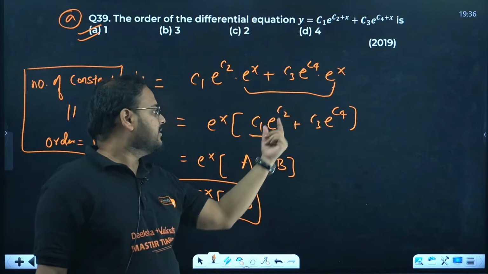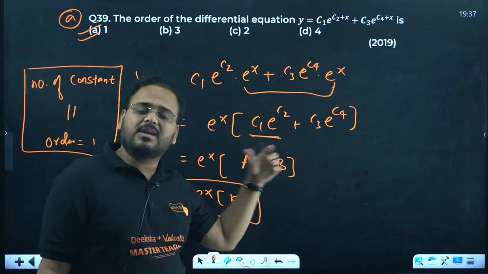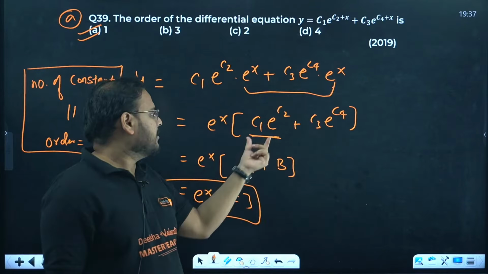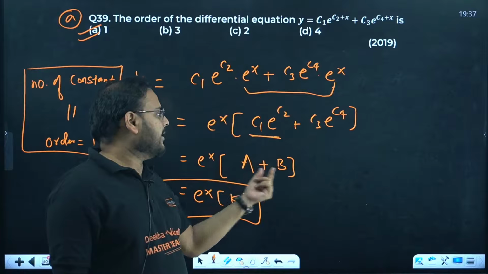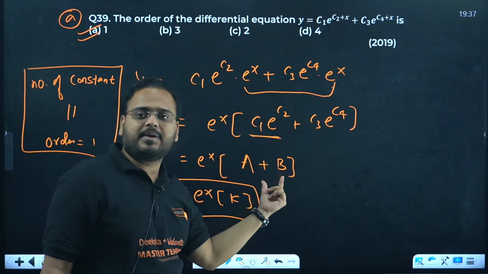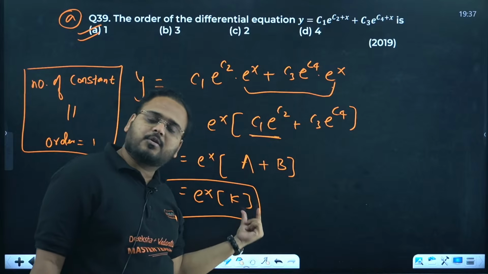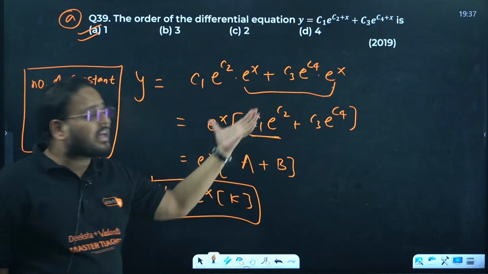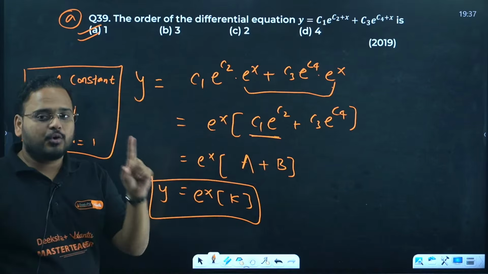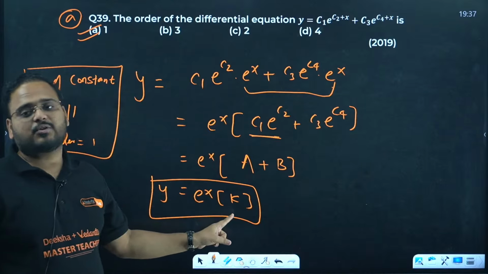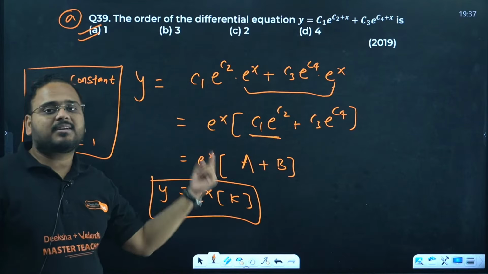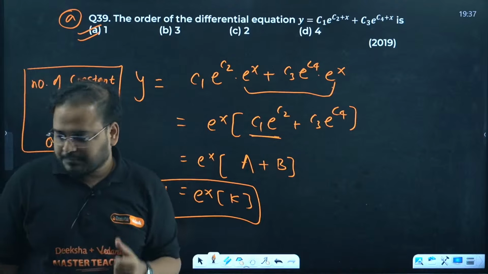C1 is a constant. E power some constant is also a constant. E power 2, e power 3, whatever it is, a constant. So this is one constant A. This is also similarly a constant B. Add them, another constant. So basically they look like 4 different constants, but they are actually only one that can be taken as a constant K. So one constant, order is 1.